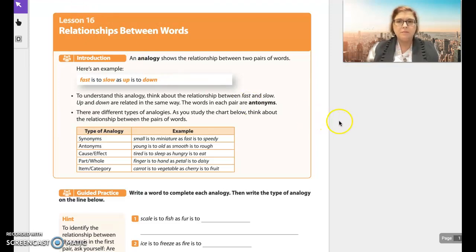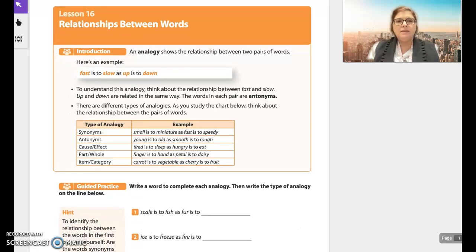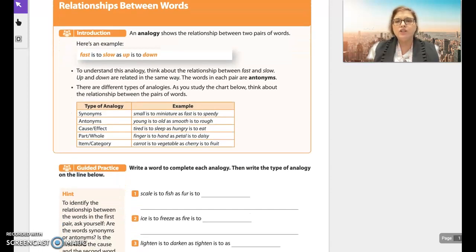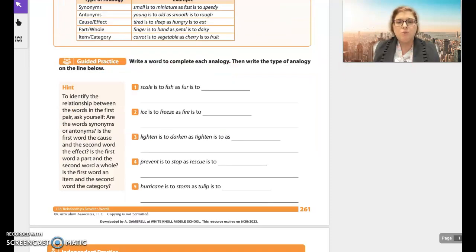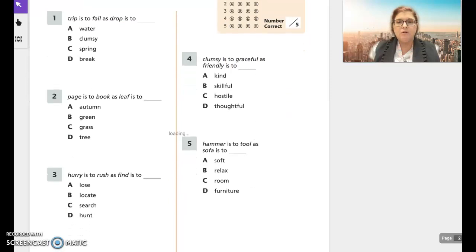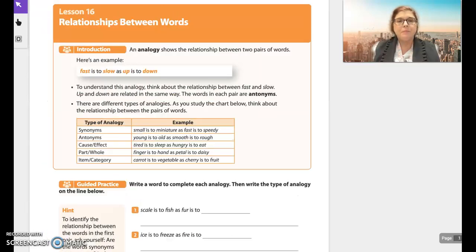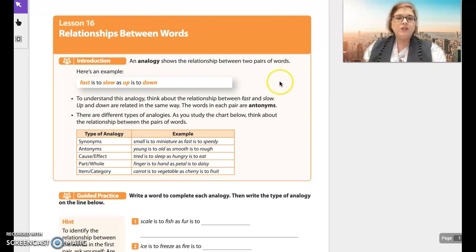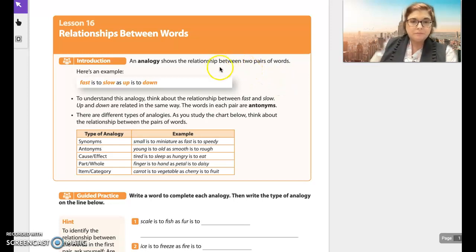Hey guys, we're going to look at our warm up today. This is relationships between words. So we're going to go over this just a second. I want you to read the instructions and answer the questions as we go through. Okay. Now, relationships between words.